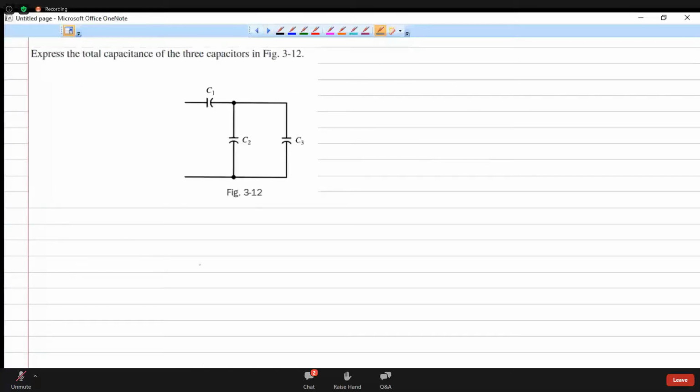Express the total capacitance of the three capacitors in the figure as shown. Capacitors in series should be treated like we treated resistors in parallel or inductors in parallel, whereas capacitors in parallel should be treated like resistors in series. C2 plus C3 in bracket into C1 upon C1 plus C2 plus C3.